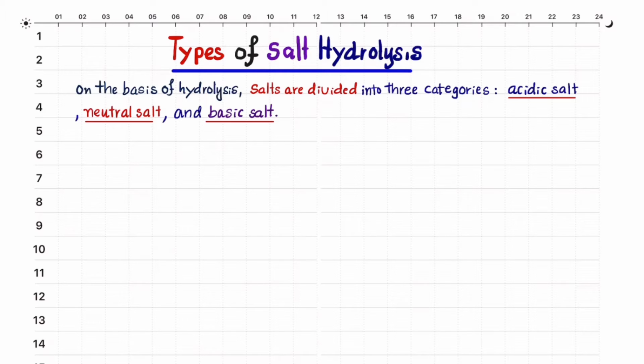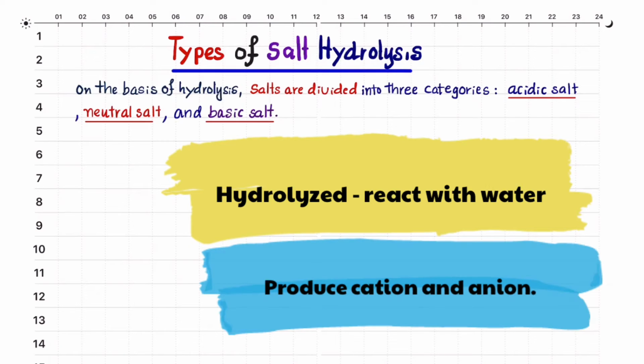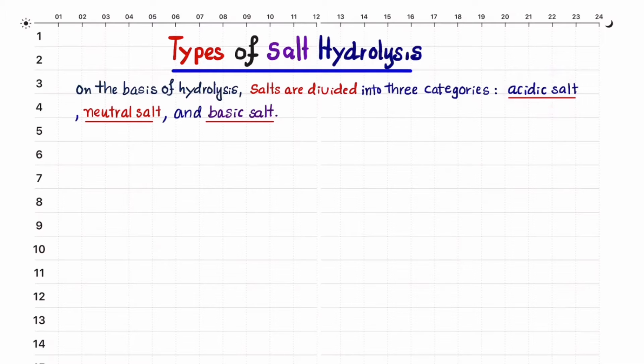Before I share the types of hydrolysis, I'm going to introduce something about the basis of hydrolysis. Salts are divided into three categories: acidic salt, neutral salt, and basic salt, right? I will go through them one by one, and you have to listen to me carefully.